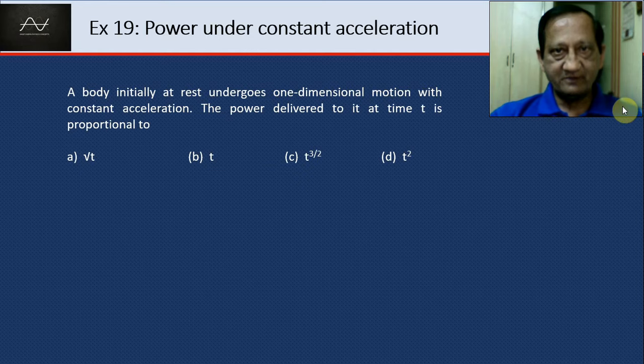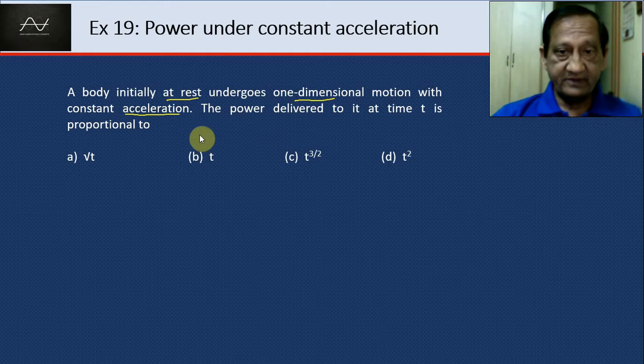Continuing with problem solving. Power under constant acceleration. Suppose a body is initially at rest and it undergoes one-dimensional motion with constant acceleration. The power delivered to it at time t is proportional to what? How do you figure this out? Constant acceleration, and power is force into velocity.